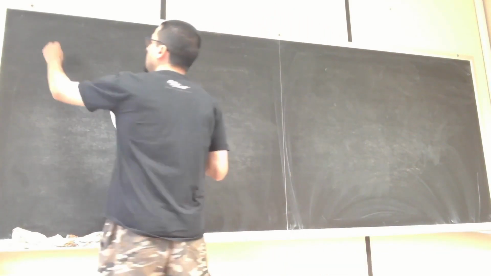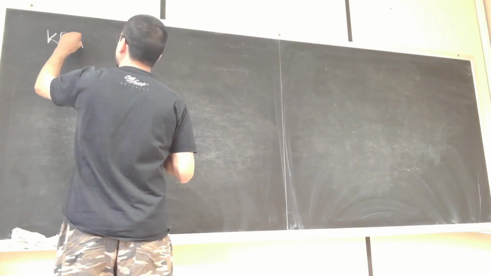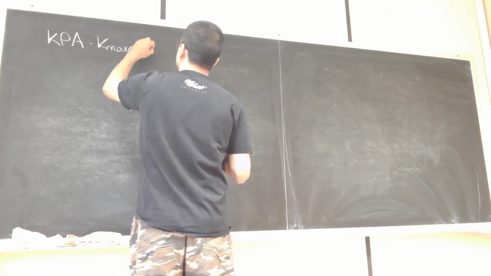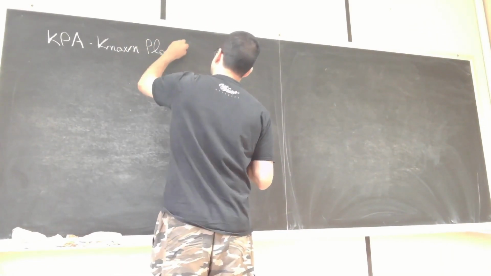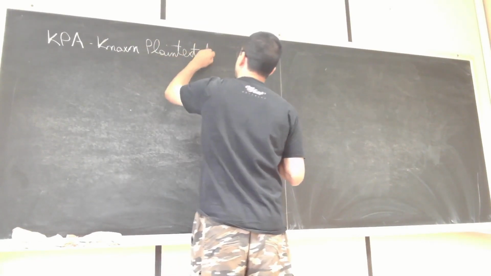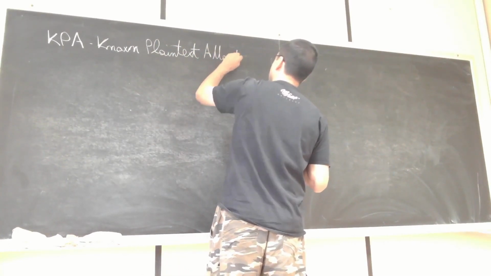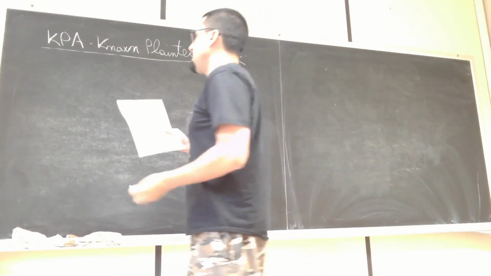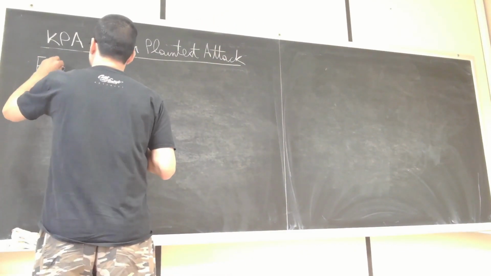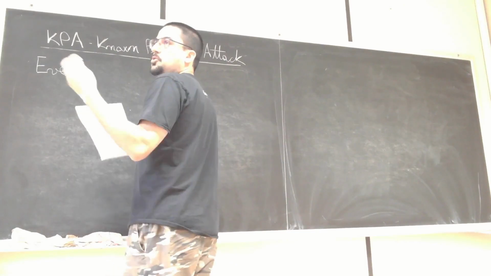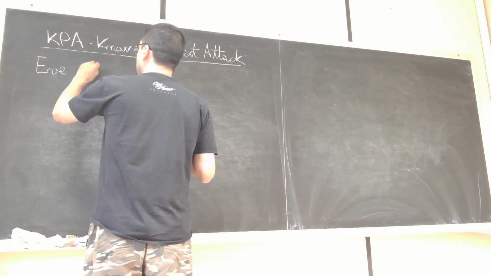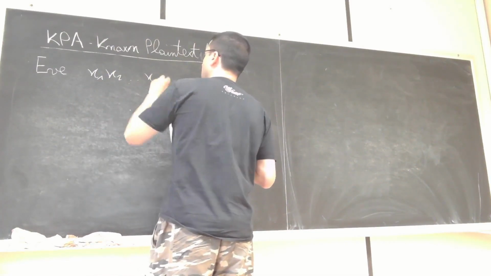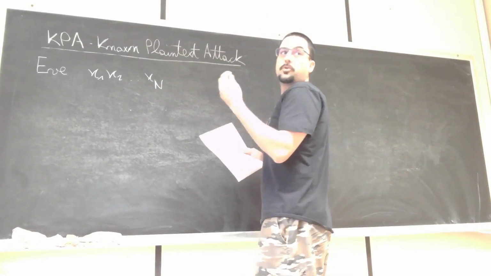what we called KPA in the first lecture: known plain text attack. So basically, suppose that Eve knows, for some reason, a stream of plain text, which we call x1, x2 until xN, and also the corresponding cipher text.